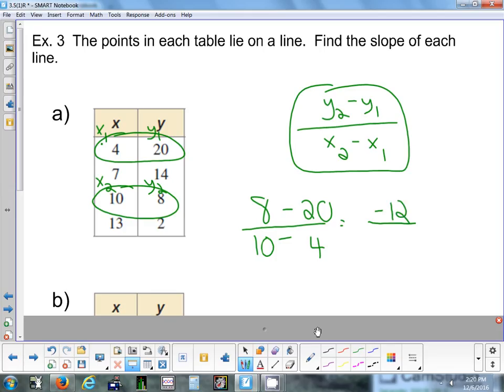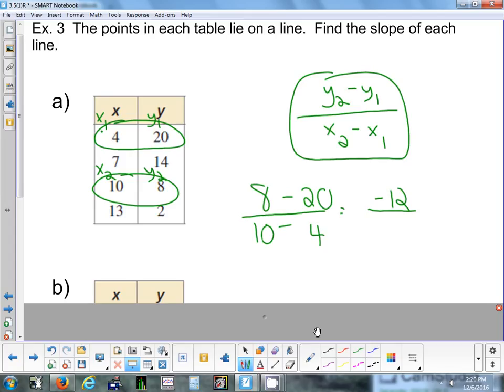Negative 12, right? Now, on the bottom, my answer is going to be positive or negative? Positive, right? Because 10 is positive and it's bigger than 4, which is negative. 6. Now, there's something wrong with that. Everything we've done so far, all the math is correct, but we're not done yet.